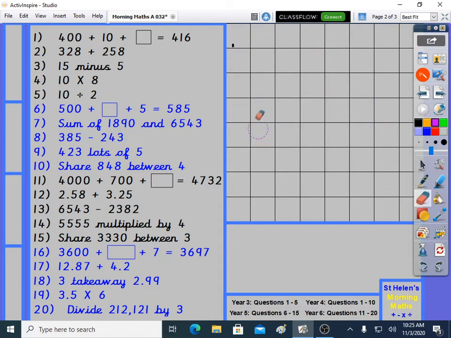Year 5 level questions now. So we'll start with question 11, which is place value. 4,000 plus 700 plus a mystery.